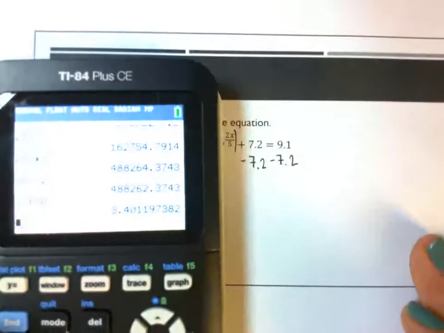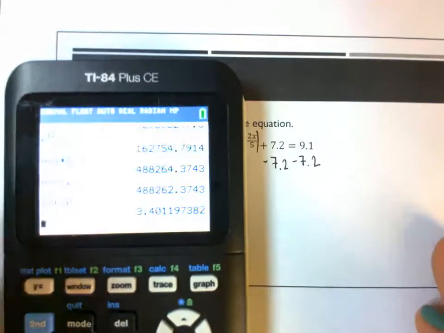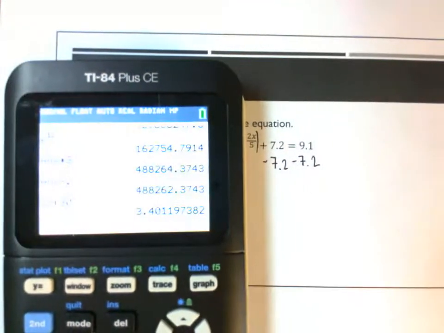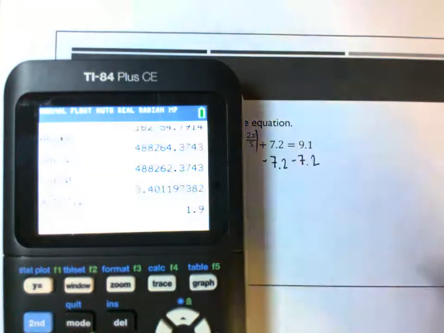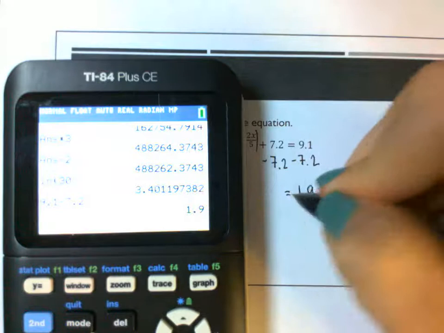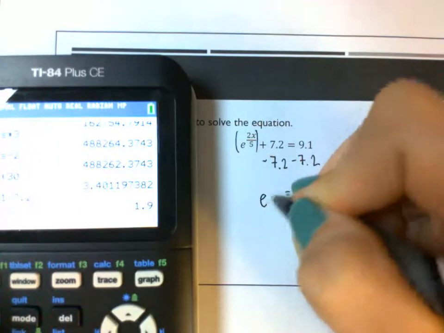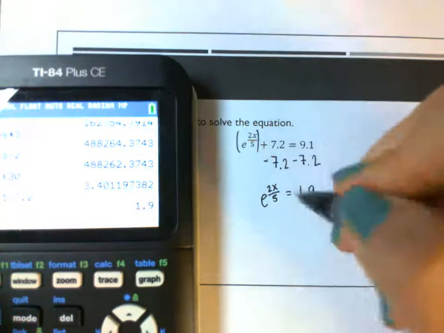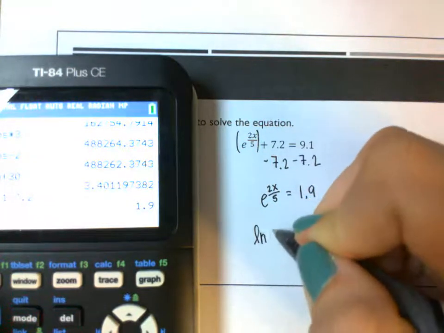Sorry, there's a glare there. Oh well. Okay. All right, so I get 1.9 over here, and then it's e to the 2x over 5. And I'm going to do the natural log of both sides.